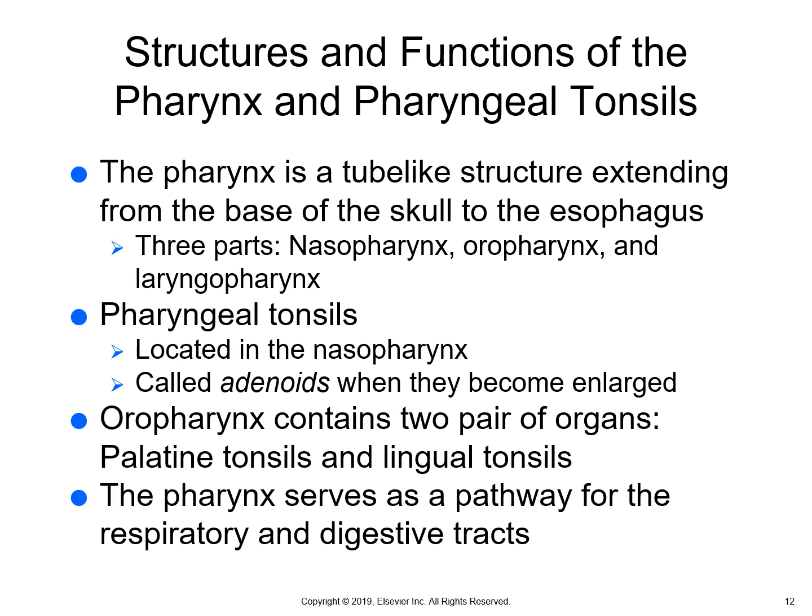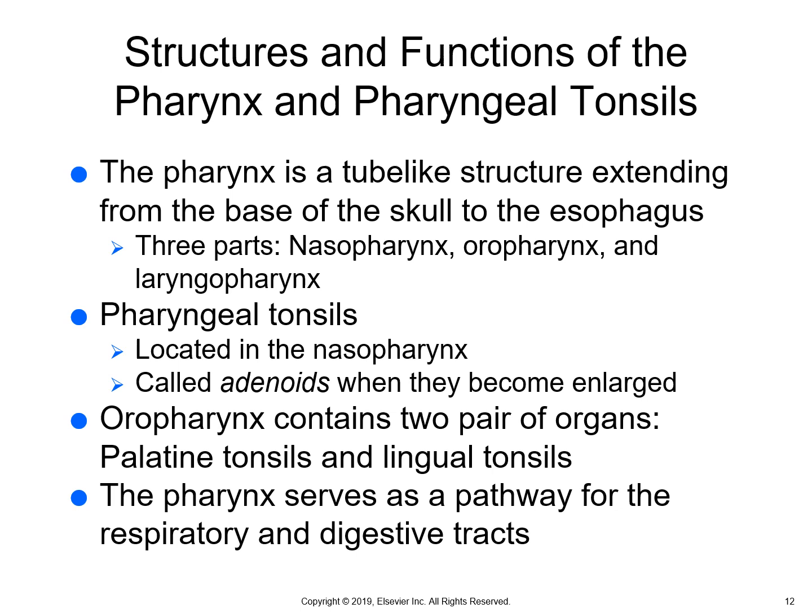All right, now we're moving on to structures and functions of the pharynx and also the pharyngeal tonsils. So the pharynx is a tube-like structure that connects the nasal cavity and the mouth to the esophagus and the larynx. So it helps us with breathing as well as digestion. It also directs air to the lungs and it directs food to our stomach.